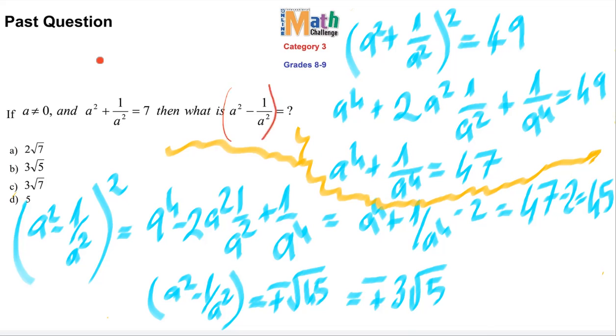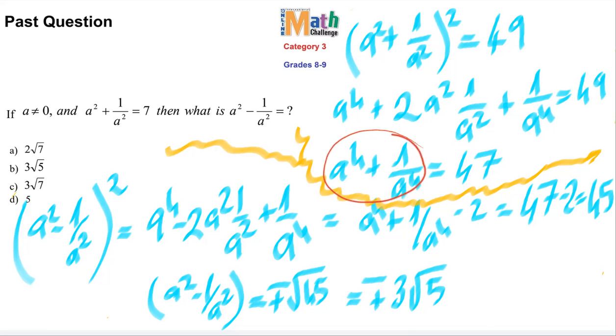Now if you do the same thing here, if we take the square of this one, so square of first one minus 2 times first one times second one, plus square of second one. Same way, these two will cancel out, so we will have a negative 2 here. So when we simplify, we have a power 4 plus 1 over a power 4 minus 2.